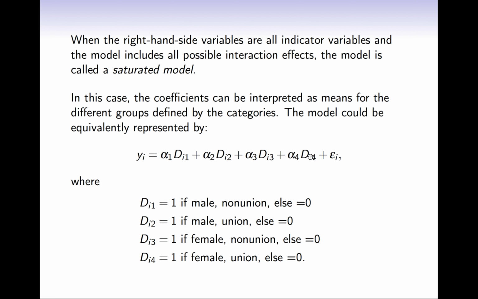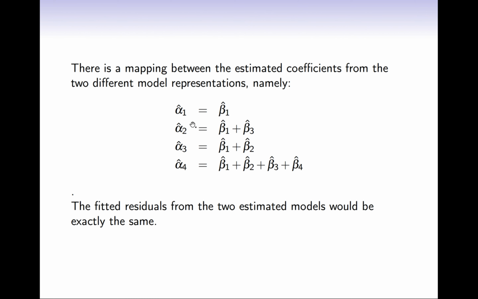A dummy variable is the same as an indicator variable for each of the categories. And so in that case, alpha 1 is going to be the mean for male non-union. If that was 20,000, this would be the mean for that category. So you see how this is a different way of writing the model. You'll get different coefficients because it's set up differently, but there's a mapping between the alphas and the betas. And actually the fitted residuals from these two models, either the one with the betas or the one with the alphas, would be exactly the same.